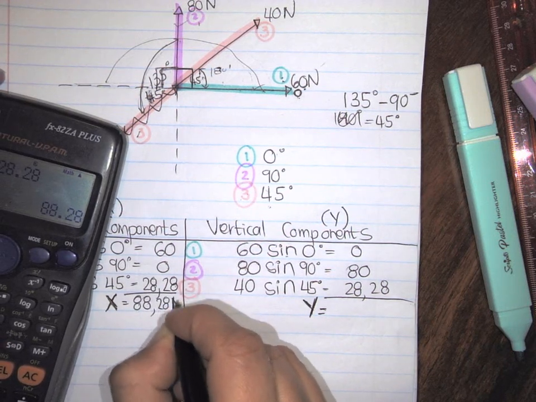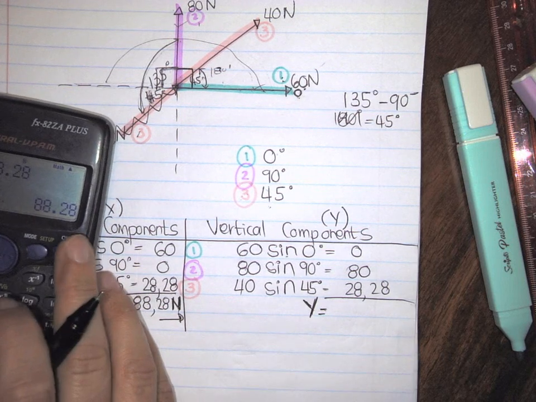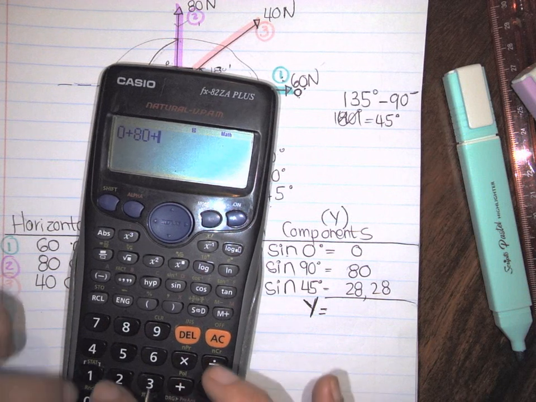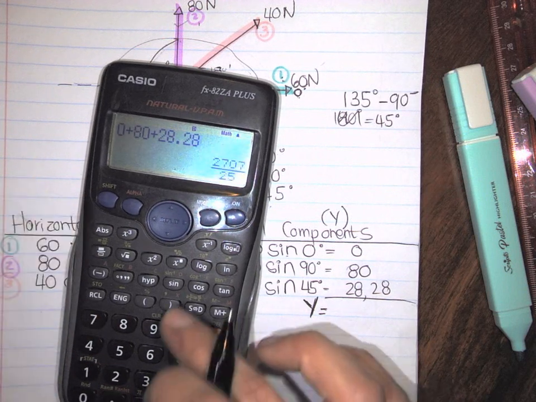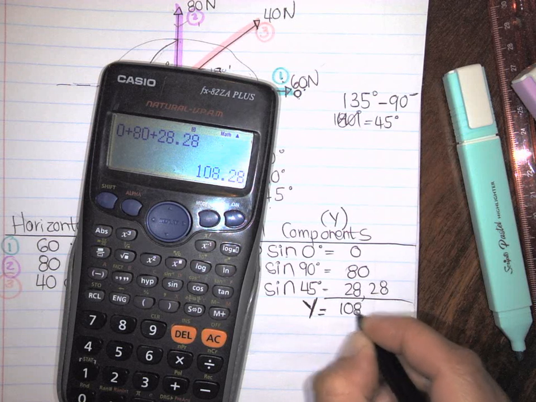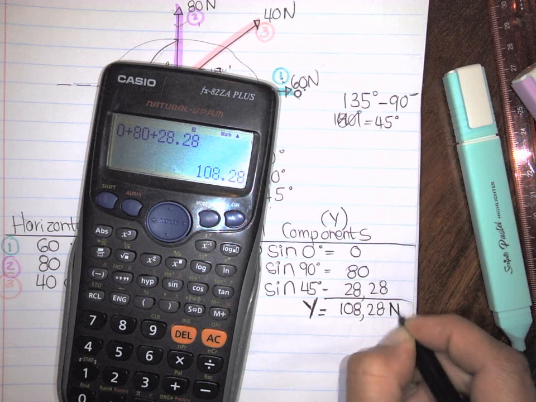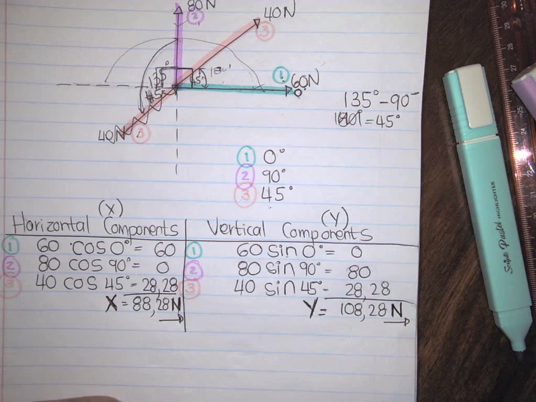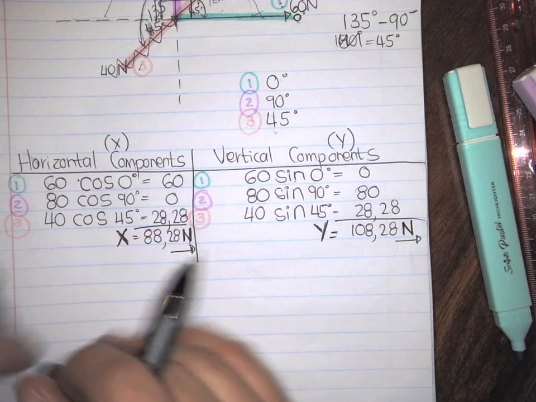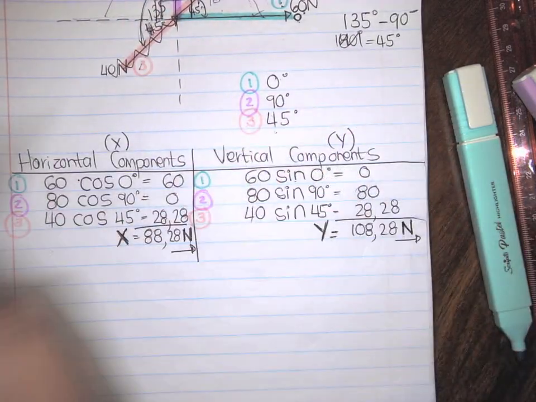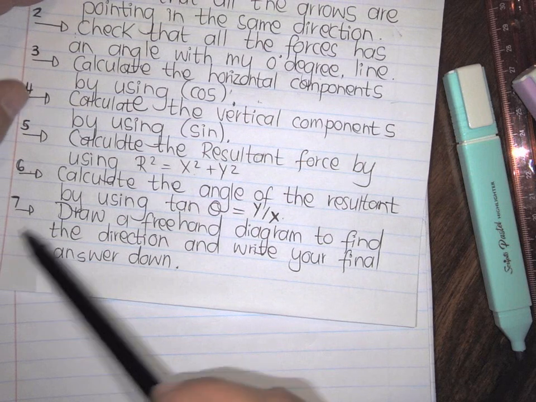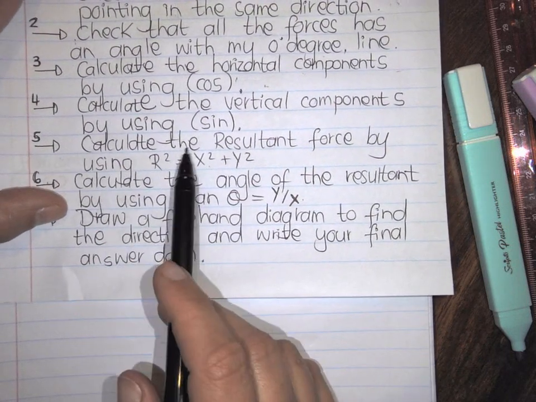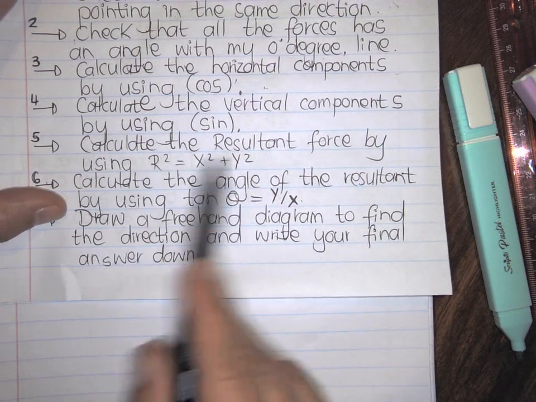88,28 newtons. You have to write newtons, otherwise you don't get the marks. And on this side, 0 plus 80 plus 28,28, and that gives me 108,28 newtons. Okay, so now I know what my total x and my total y is. So we have step number 3 and 4. Step number 5 is to calculate the resultant force by using Pythagoras.